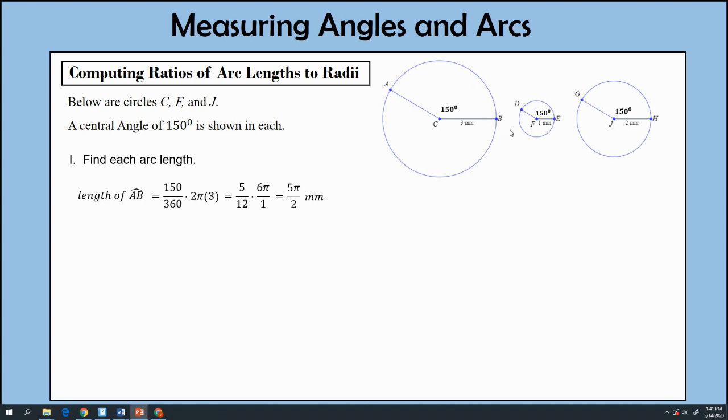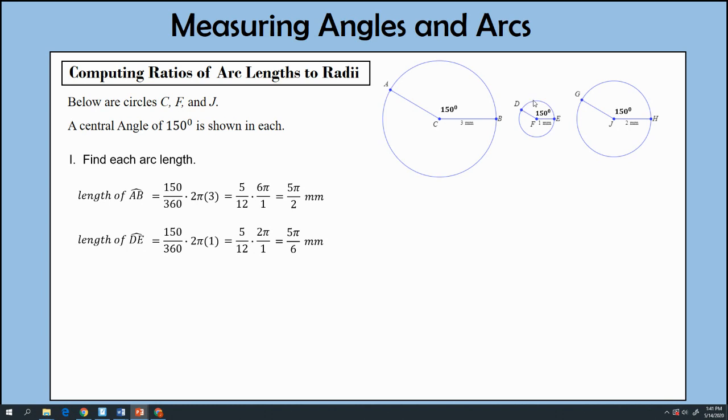Okay, now how far is it from D to E? Obviously, it's not the same. It's a lot less of a distance. We calculate this arc length using the same concept, though. Central angle over 360 times the circumference 2 pi times, in this case, 1, because this radius is 1. So that's 5/12 times 2 pi over 1. Okay, simplify, and we get 5 pi over 6 millimeters.